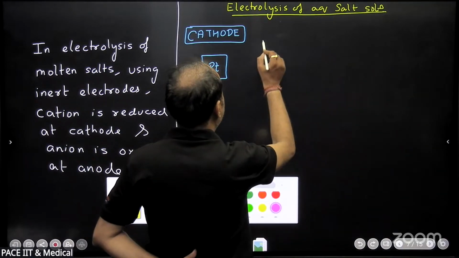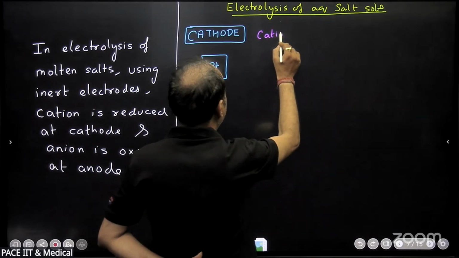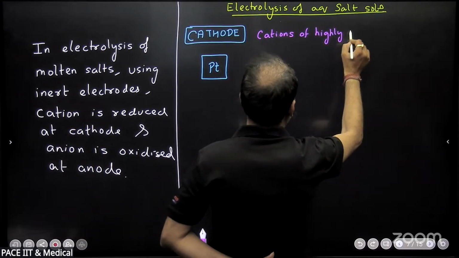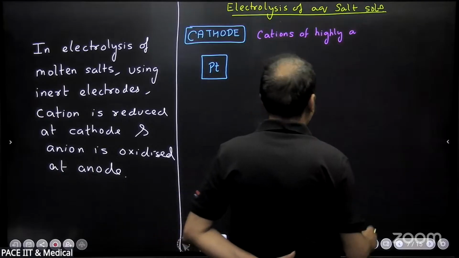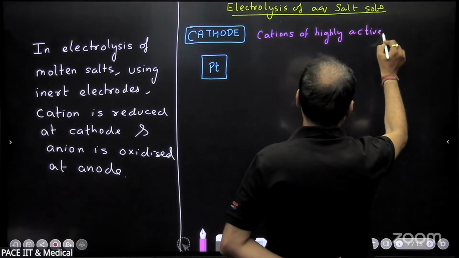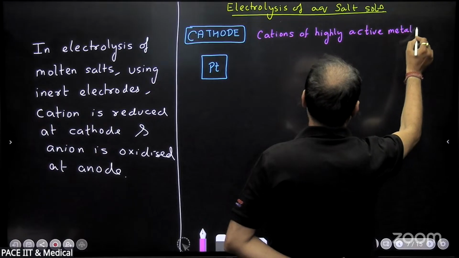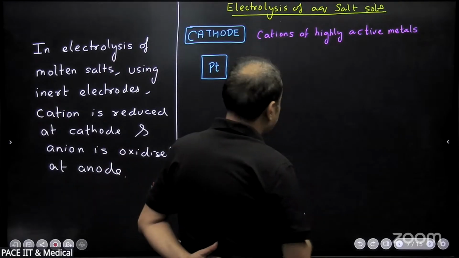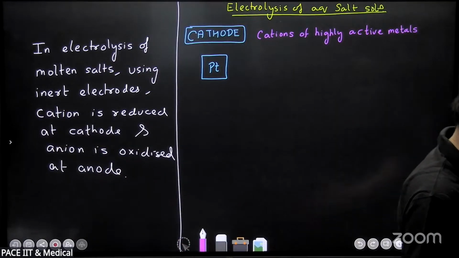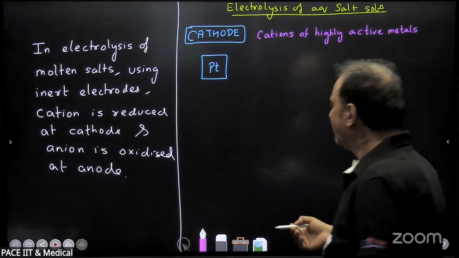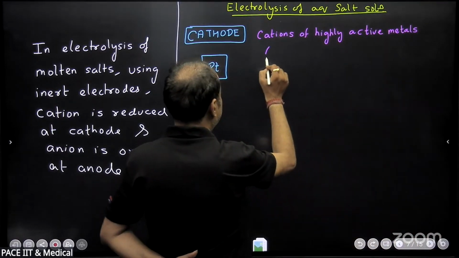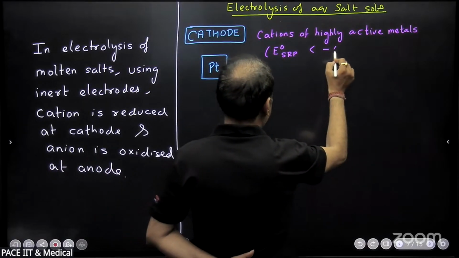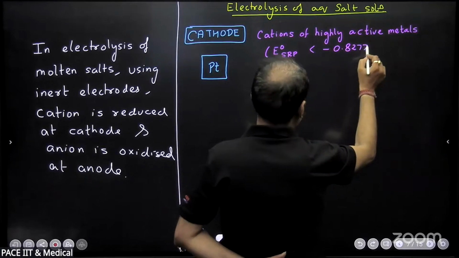The first category I am making is cations of highly active metals, which will contain definitely alkali metals, alkaline earth metals, aluminium, etc. Or all those cations whose SRP value is less than -0.8277.